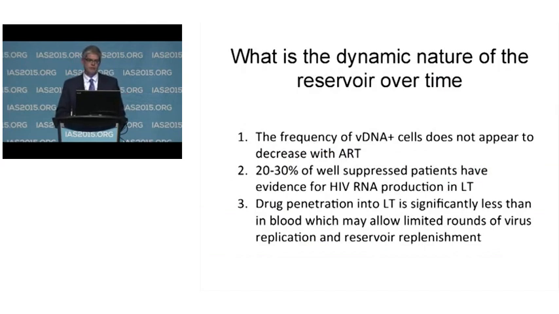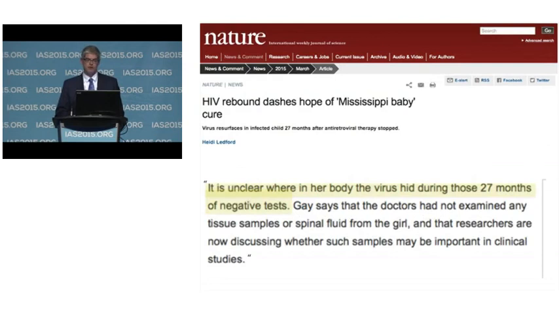predicted by peripheral blood. So the dynamic nature of the reservoir over time using these histologic analyses suggests that the frequency of DNA-positive cells does not appear to decrease. 20–30% of well-suppressed patients have evidence for HIV RNA production in lymphoid tissue, and drug penetration is less than would be predicted and may allow for limited rounds of virus replication and perhaps reservoir replenishment.